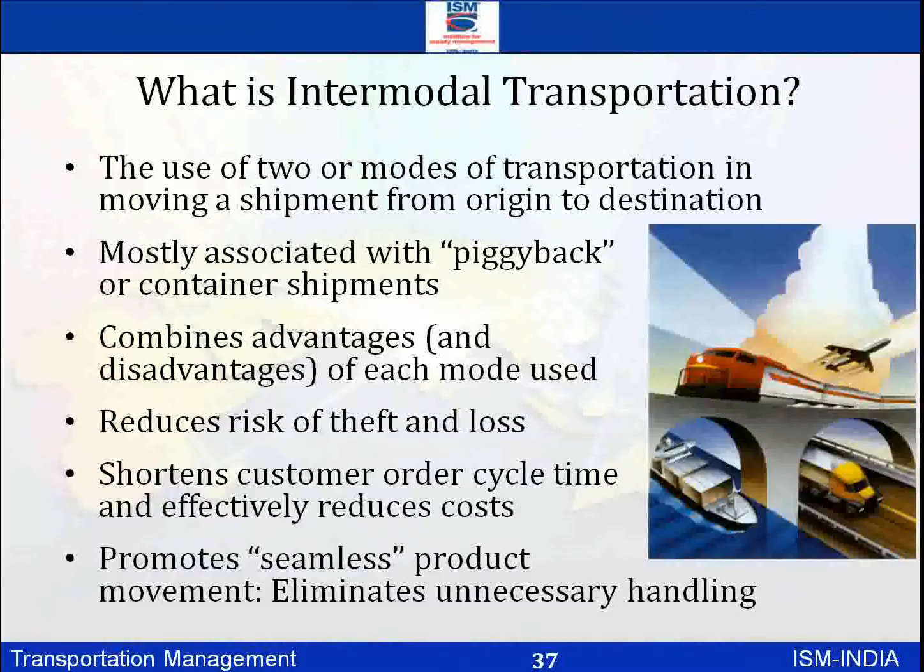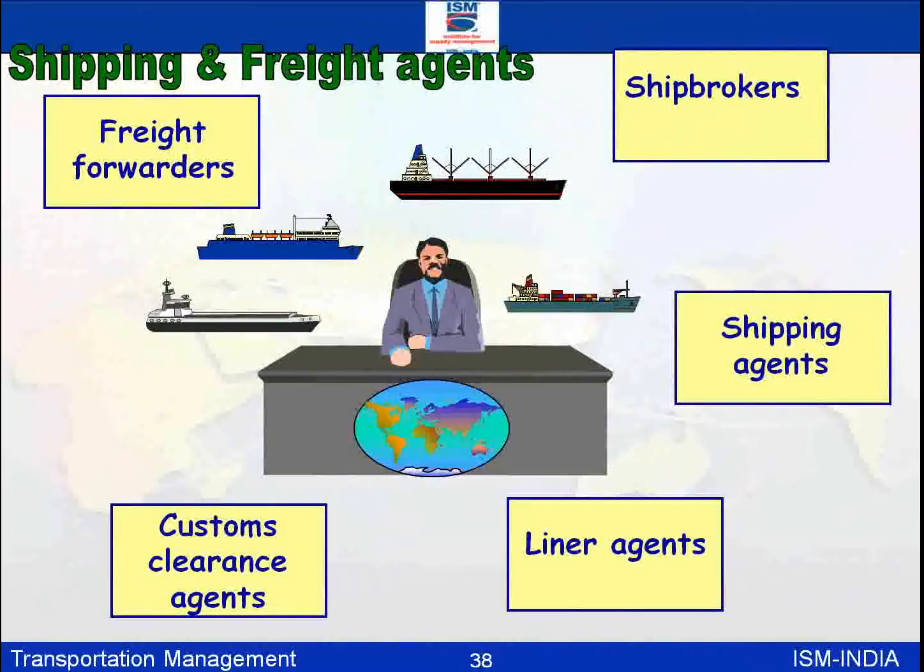So it has the advantages of each mode used. It also reduces the risk of theft and loss, but this all goes in containerized form. A container is loaded in one place, then it comes off the ship, is taken onto a truck while still sealed, and goes on the train till it reaches the place. So basically you are promoting seamless movement from one end to another. It eliminates unnecessary handling.